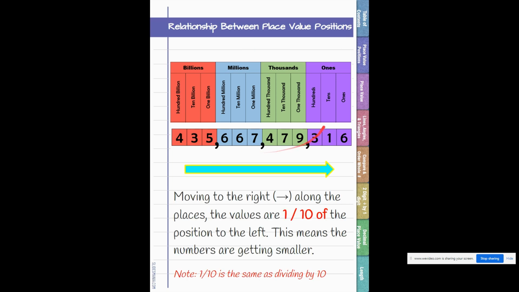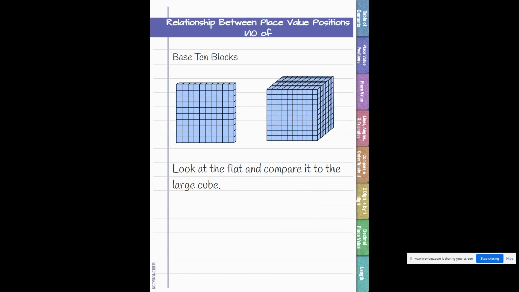As we're moving to the right along the places, the values are getting smaller. They are 1/10 of the position to its left. And please note that when we say 1/10, it's the same thing as saying we're dividing by 10. So let's take a look at those positions and those relationships.